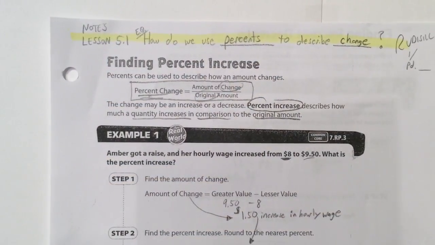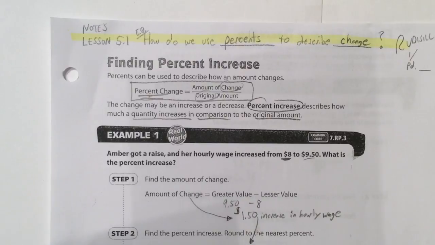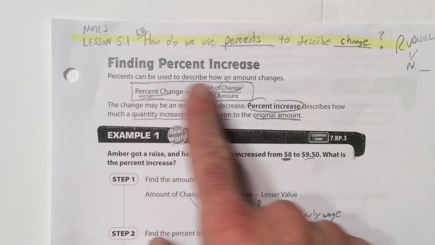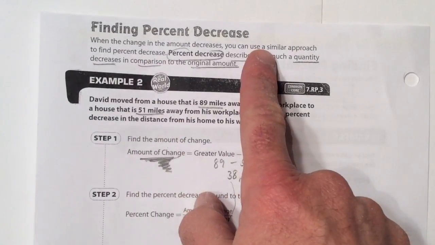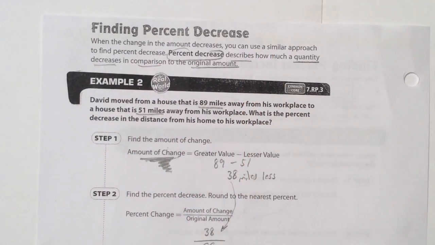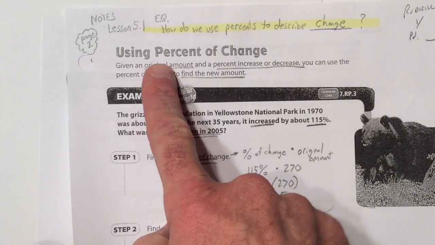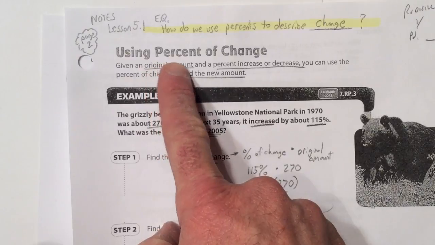To complete our assignments, we have 2 pages of notes to look at with detailed examples we can follow. We have page 1, which has finding percent increase on the front and finding percent decrease on the back. And we have our lesson 5.1 page 2, which has notes on using percent of change.